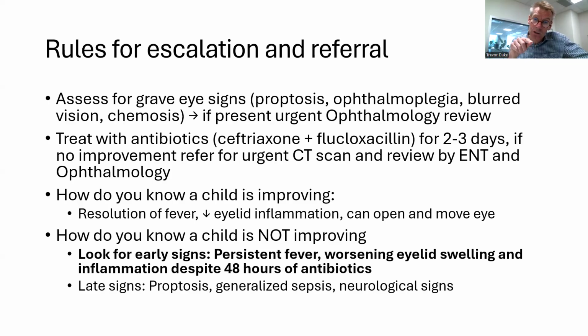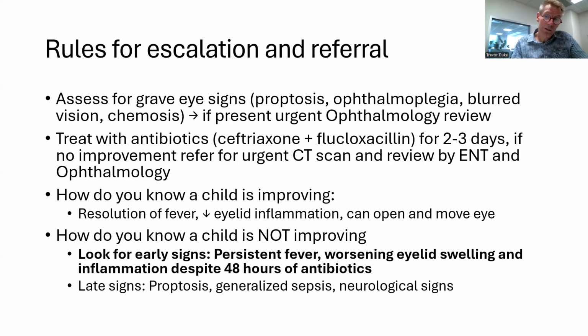And that is proptosis or ophthalmoplegia or blurred vision or chemosis. Now, as I said, in children, it can be hard to tell those things. So we need to use all our powers of examination, good clinical examination, to see whether the child's got those features. And if they're present, then urgent ophthalmology review. In fact, I think all children with periorbital cellulitis need to be reviewed by an ophthalmologist if you have one. And if not, then assessing for these grave eye signs is very important.